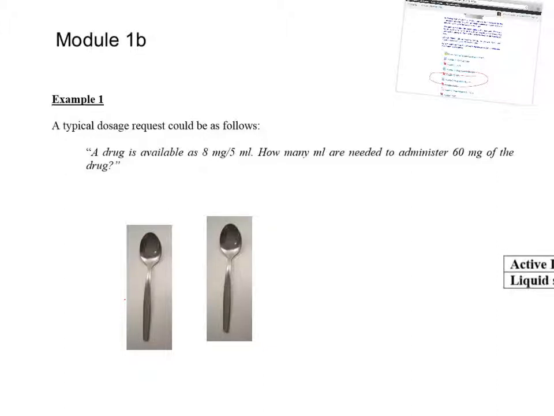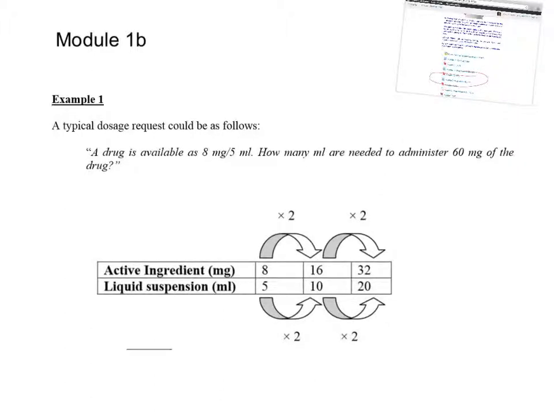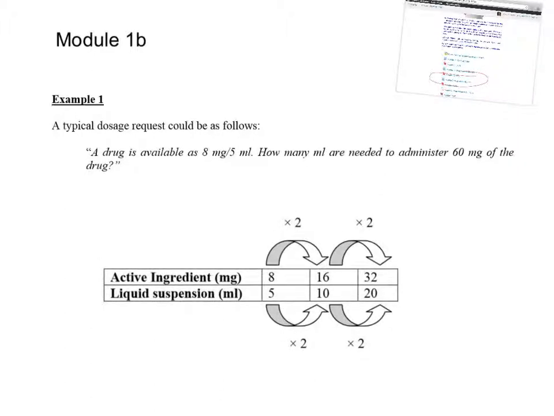If we represent this information in a table, it makes it a little bit clearer what we're looking for and what we've got. So we start here with our given concentration, 8 milligrams in 5 milliliters. If we double the volume, then we're also going to double the active ingredient from 8 milligrams to 16 milligrams. If I double it again, we've got 20 milliliters, and we've then got 32 milligrams of drug.